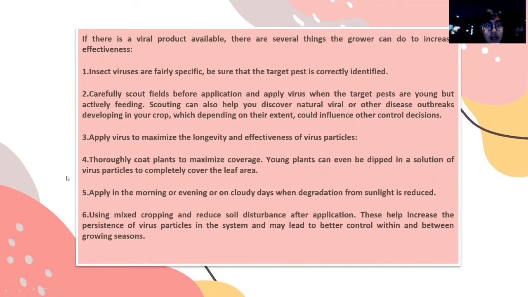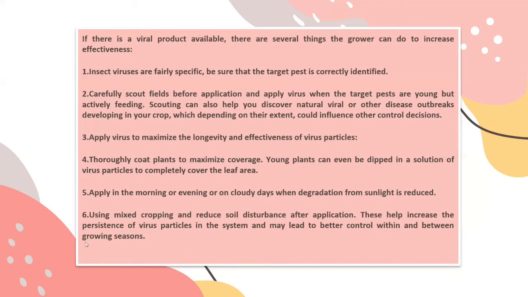The next one: if there is a virus product available, there are several things the grower can do to increase its effectiveness. Insect viruses are very specific. First, be sure that the target pest is correctly identified. Second, carefully scout fields before application and apply the virus when the target pests are young but actively feeding. Scouting can also help you discover viral or other disease outbreaks developing in your crop, which, depending on their extent, could influence other control decisions. Three, apply the virus to maximize the longevity and effectiveness of virus particles.